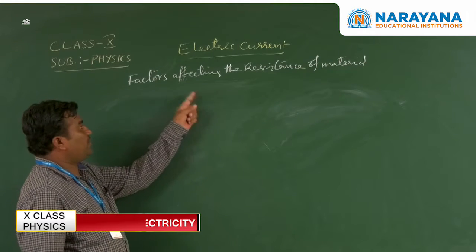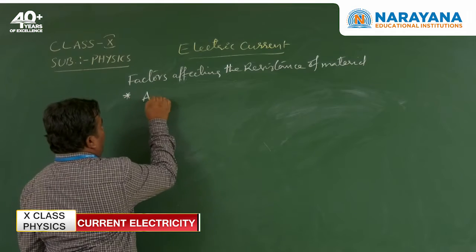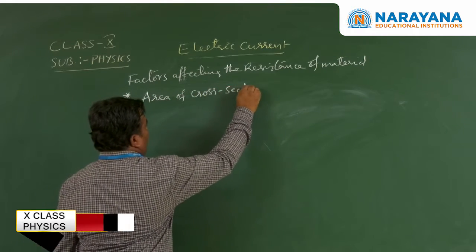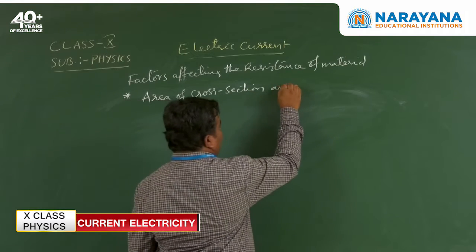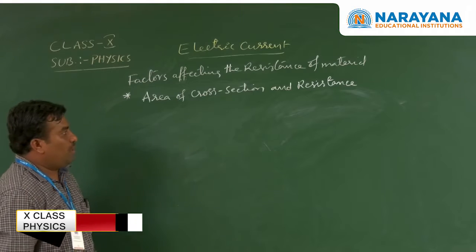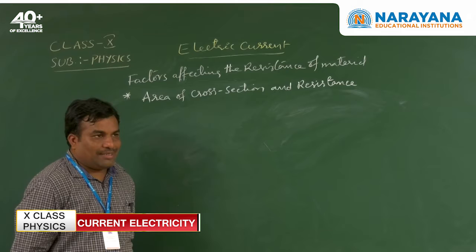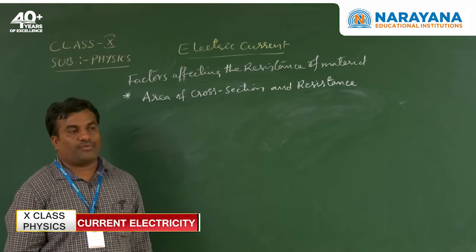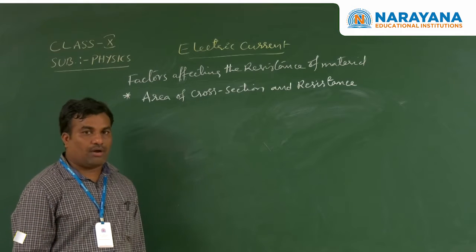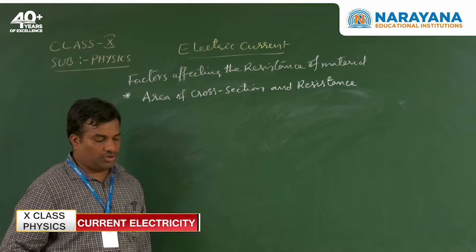So next, factors affecting the resistance of material. Next one, area of cross section and resistance. Again we take materials: collect iron rods of equal length and different area of cross section.